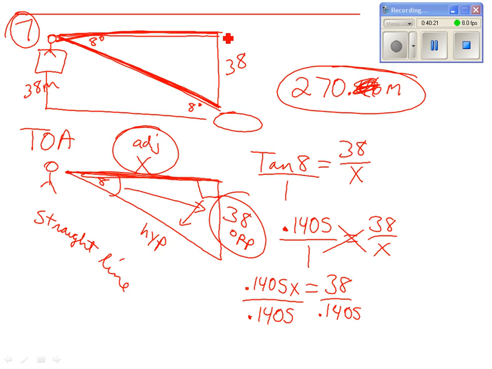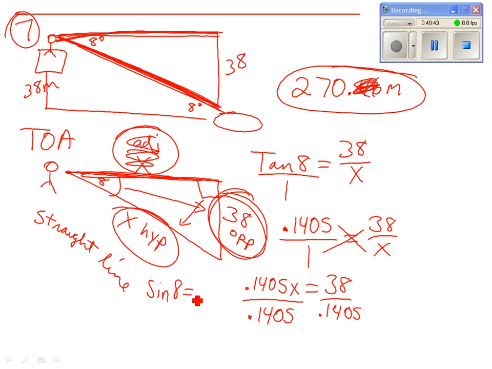Now, if we weren't sure which one they actually wanted us to find, could we find that other one to make sure that we knew both distances? Yeah, you just use a different trig ratio. If this was the one I was looking for, which trig ratio deals with opposite and hypotenuse? Sine. So you just do the sine of 8 degrees equals 38 over x. Put a 1 under that. Do all the same stuff.